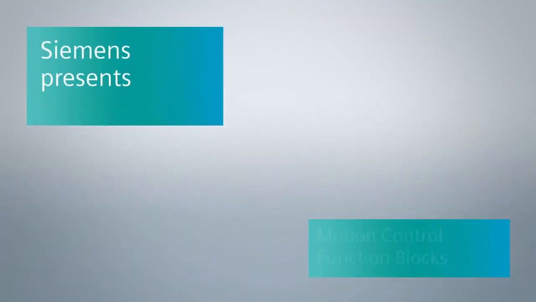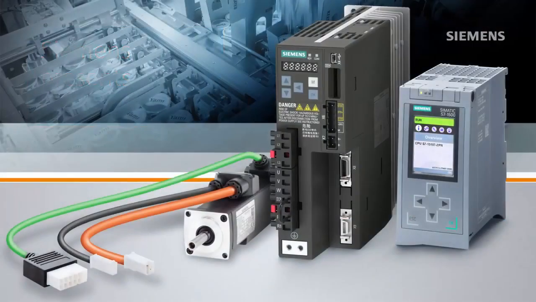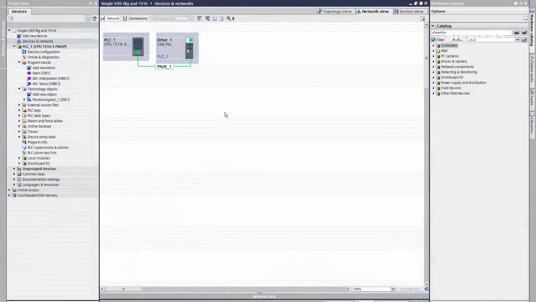This video is part of a series demonstrating the integration of motion control into TIA Portal, as well as the new Synamics V90 drive. In this video, we will be looking at the motion control function blocks, which allow the technology object to interface with PLC code.